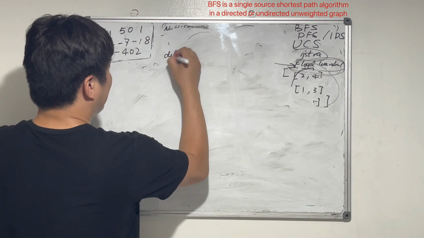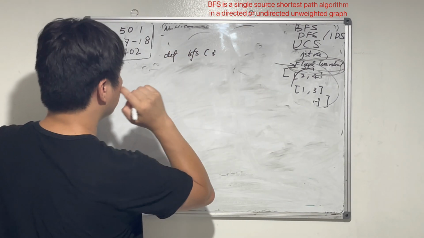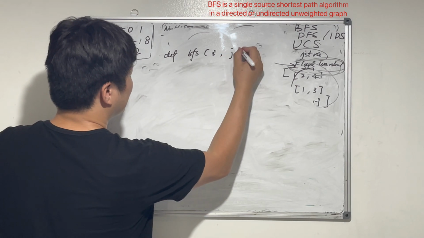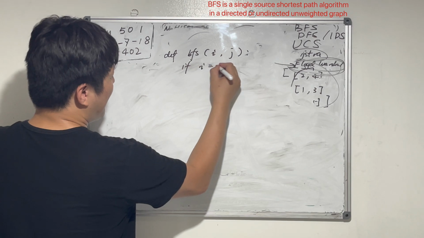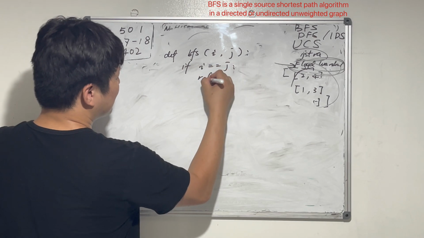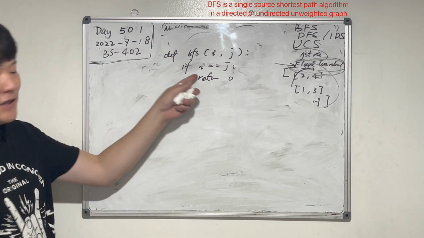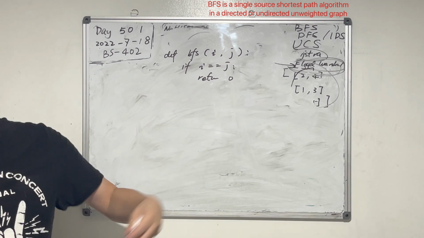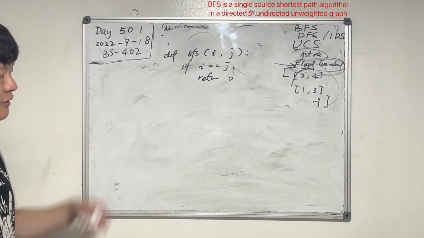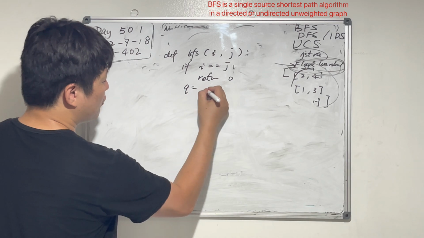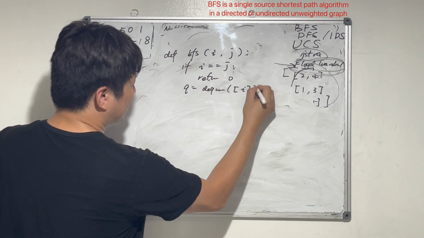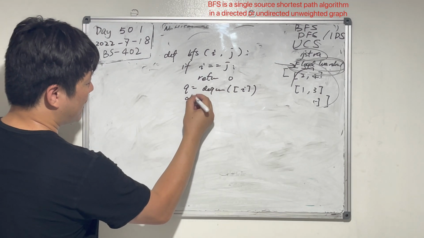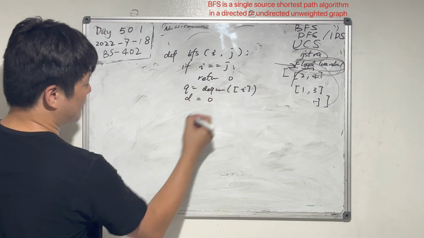Define breadth search. We want to calculate the distance between i and j. At the beginning, look, we have to check: if i equals j, then we just return 0, right? If the source is the destination, there's no point to perform the breadth search. We just return 0. Then q equals deque. At the beginning, we put i in it. Now at the beginning the distance will be 0.